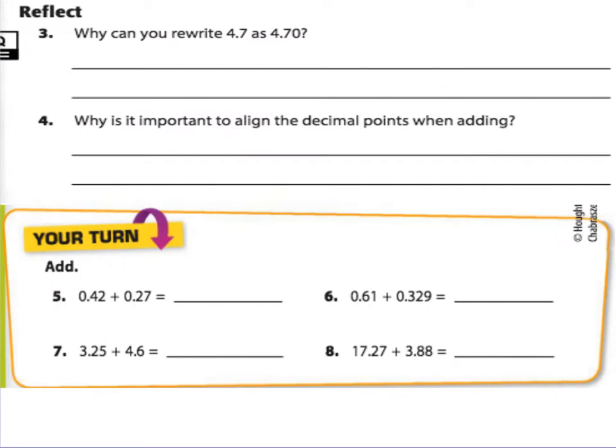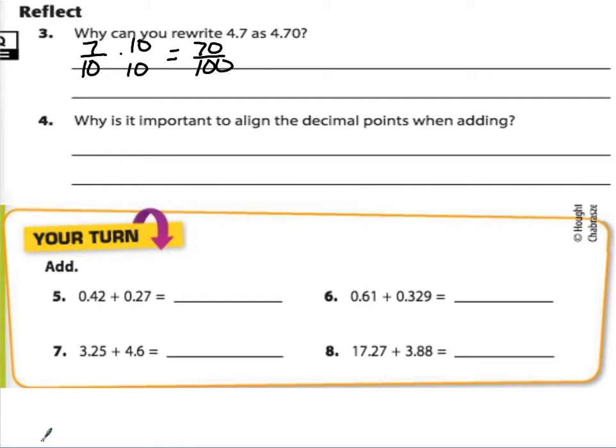Okay, so reflect. Why can you rewrite 4 7/10 as 4 70/100? Well, we're going to look at this in terms of fractions. 7/10. If I take this and multiply both of them by 10, this is how we make equivalent fractions, and it becomes 70/100. Aren't both of these things the same, 7/10 and 70/100?